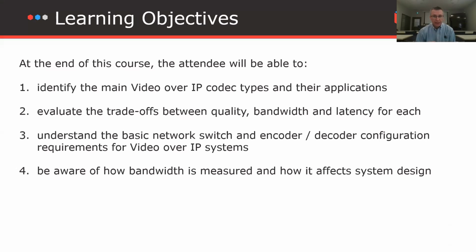We want to understand basic network switch and encoder decoder configuration. I do stress basic. This isn't a network engineering course, but we do want people to know, if they're going from traditional Pro AV to video over IP, what's involved in understanding these basic network configurations. And the last one we're going to talk about is bandwidth and how that affects system design. For all the courses I've done over the last probably 15 to 20 years, I never stop talking about bandwidth. We just never have enough of it, and we always have to be aware of it.